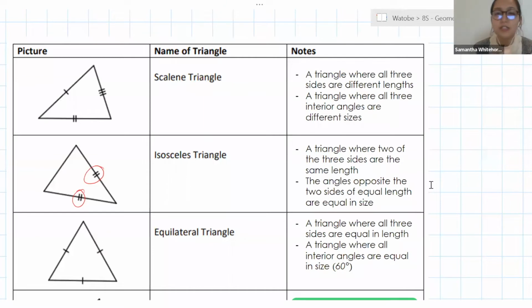Again, don't stress if this isn't ringing any bells. We're going to get there. I'm just putting it out there so that you know. Again, look at those tick marks. They're all one line, which means that all of those sides are equal in length.